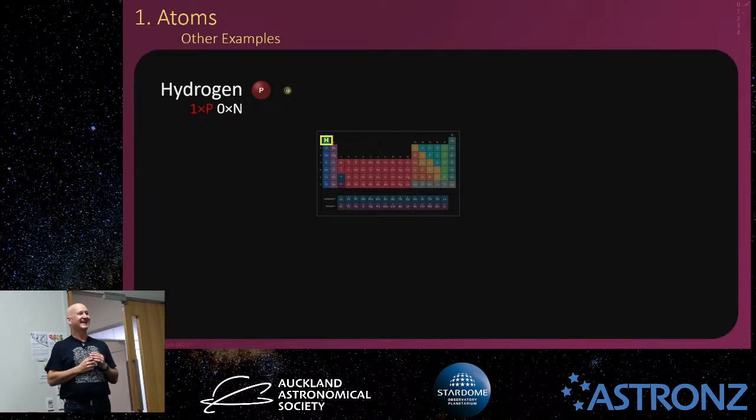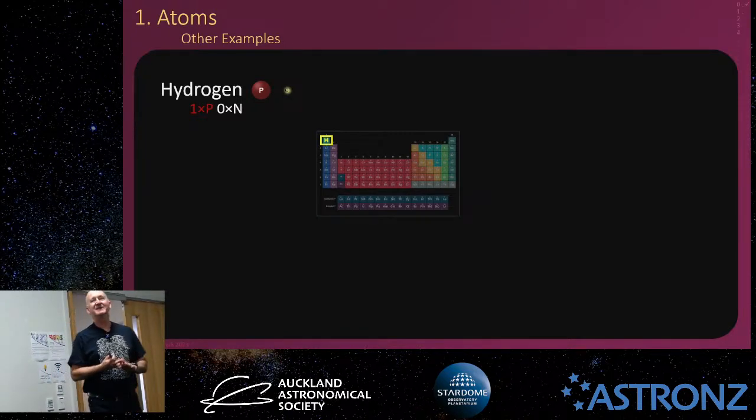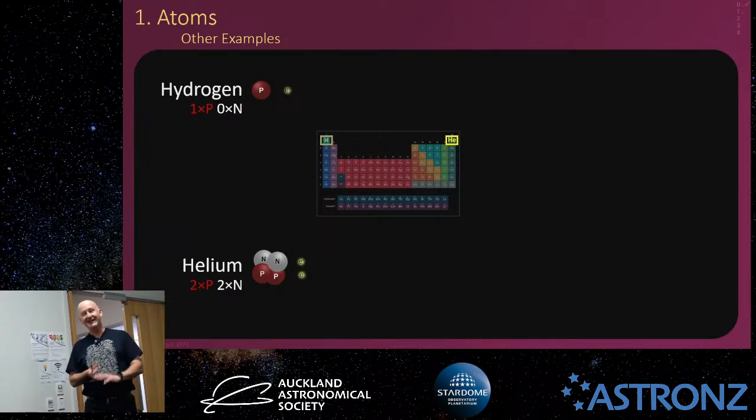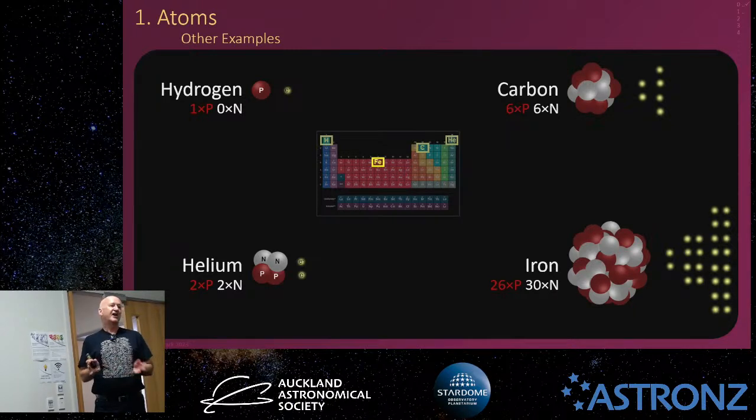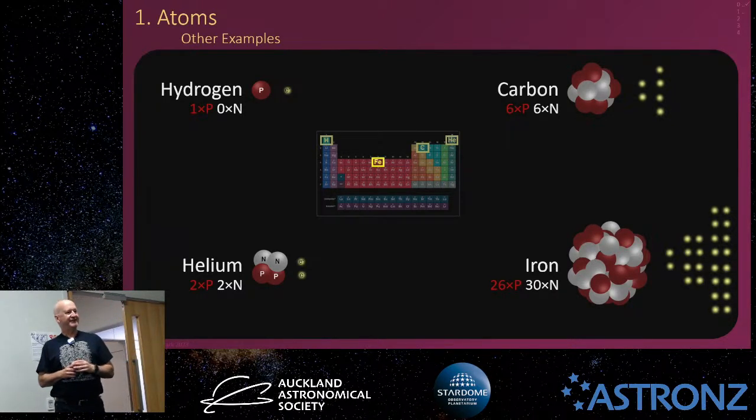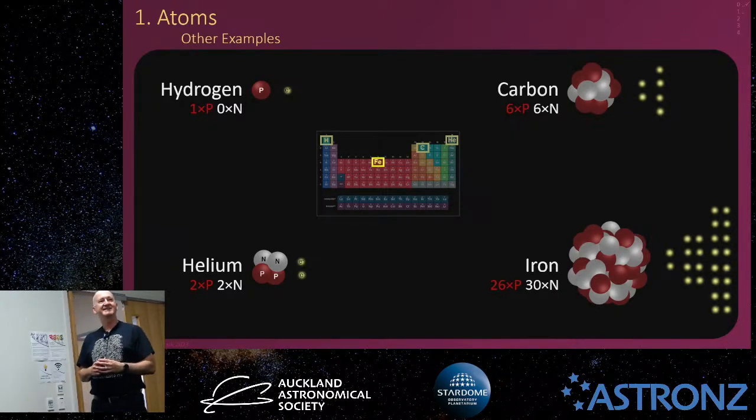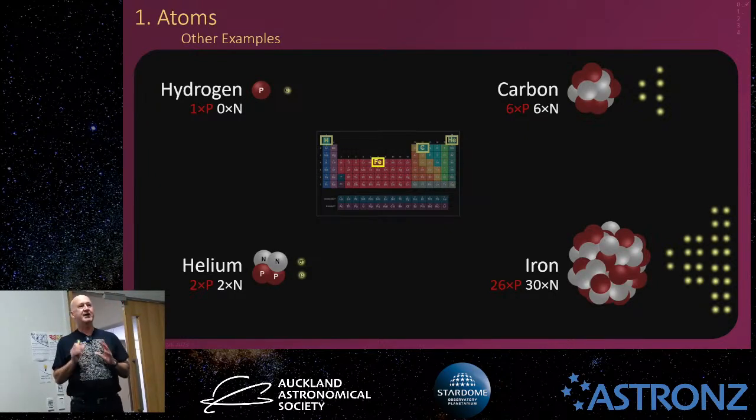Okay. Now, the smallest or the simplest atom is hydrogen, which is 1 proton and no neutrons. And the next one up is helium, 2 protons and 2 neutrons. If we go further along the periodic table, carbon with 6 protons and 6 neutrons. But further on, iron with 26 protons and 30 neutrons. There's over 100 elements in the periodic table, and each is a different type of atom.